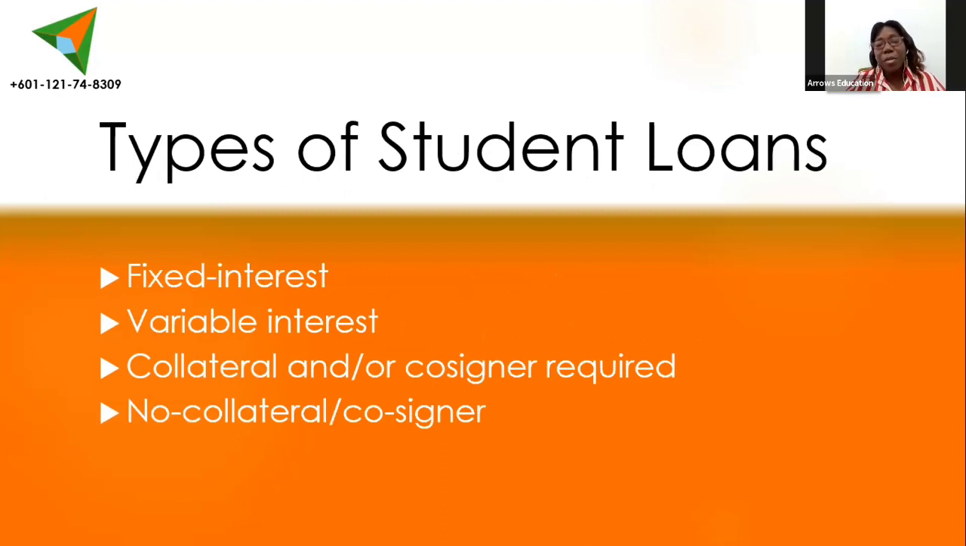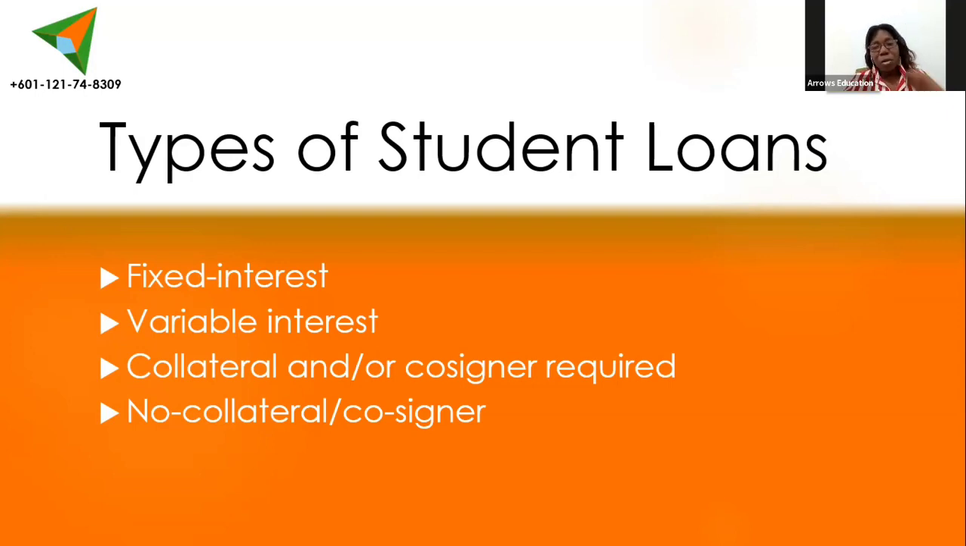Now, there are different types of student loans. We have those that are fixed interest, which means over the lifetime of the loan, the interest does not change. That is, if you took a loan at 10% interest and you're going to pay back in 10 years' time, it will still be that 10% interest. Now, there are those that are variable interest, which means if you take it at 10%, if things change globally in the financial world, the value of your interest will also change. So it can go up and it can go down.